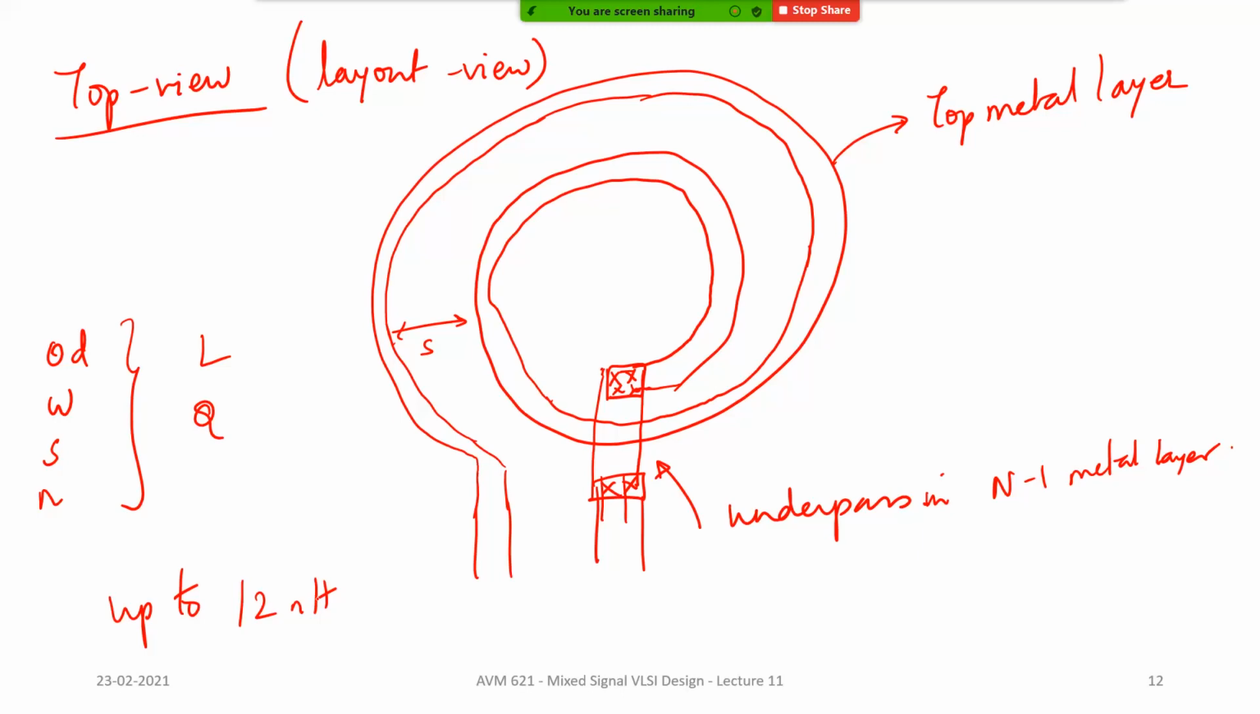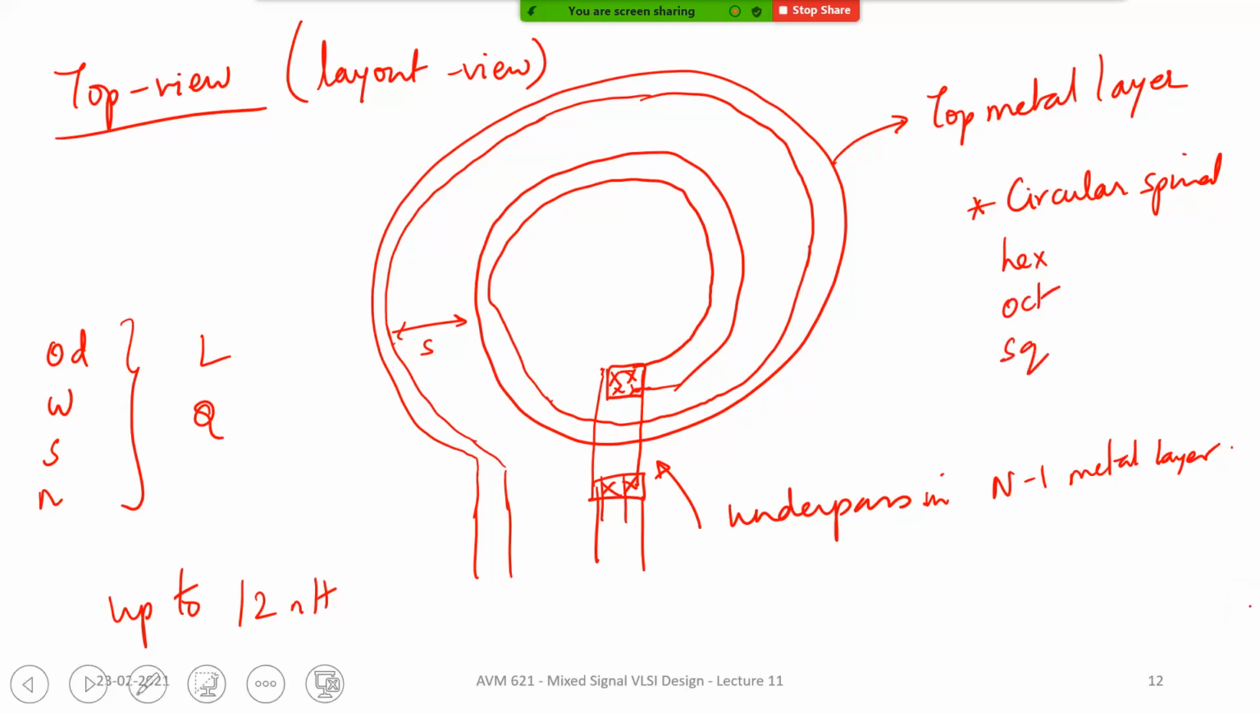Now, it can either be a circular spiral, it can also be a hexagon, or an octagon, or a square. So all these different shapes have been tried and used, and they are being used in practice. So this is how an inductor is done.